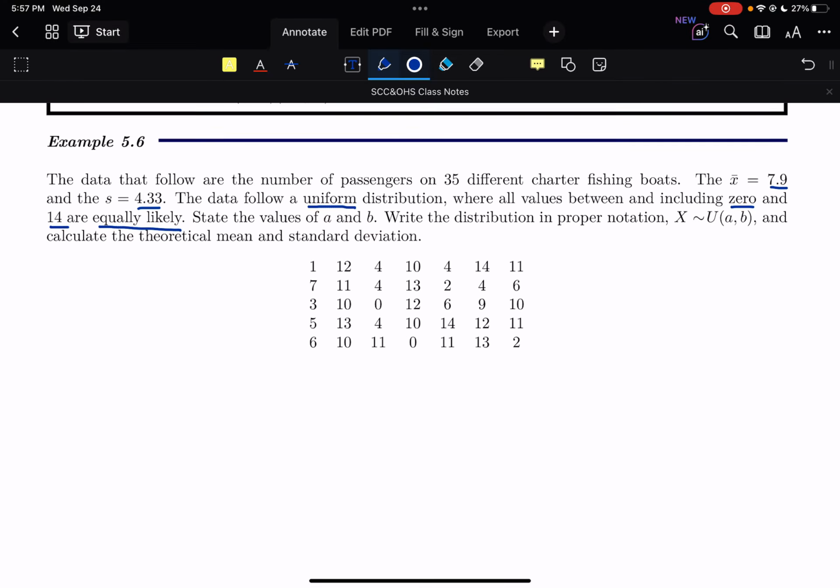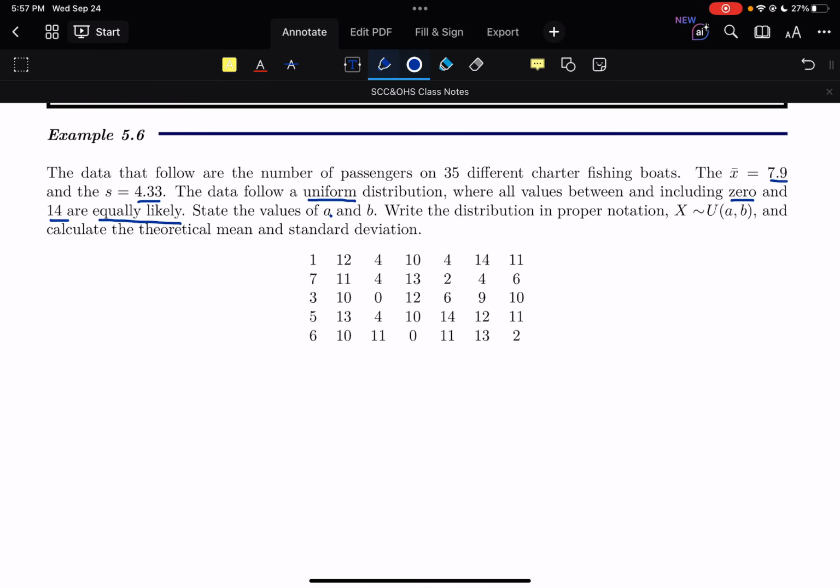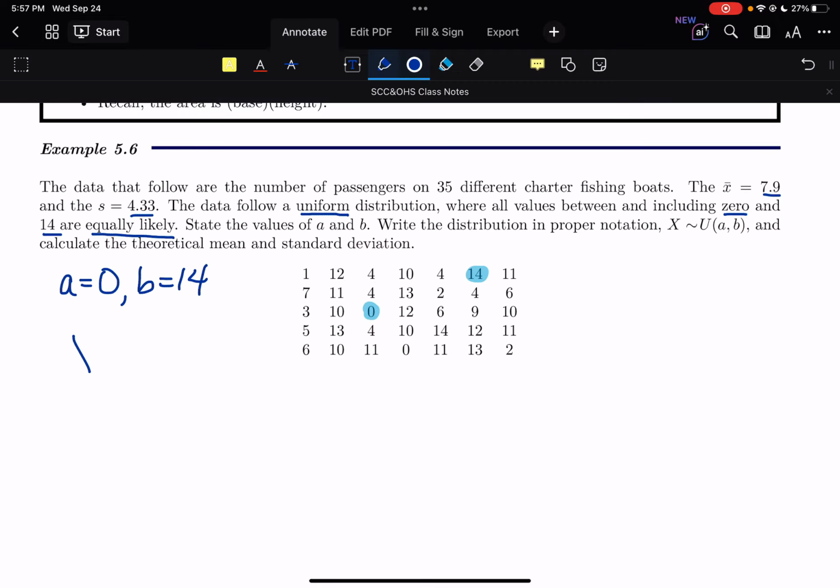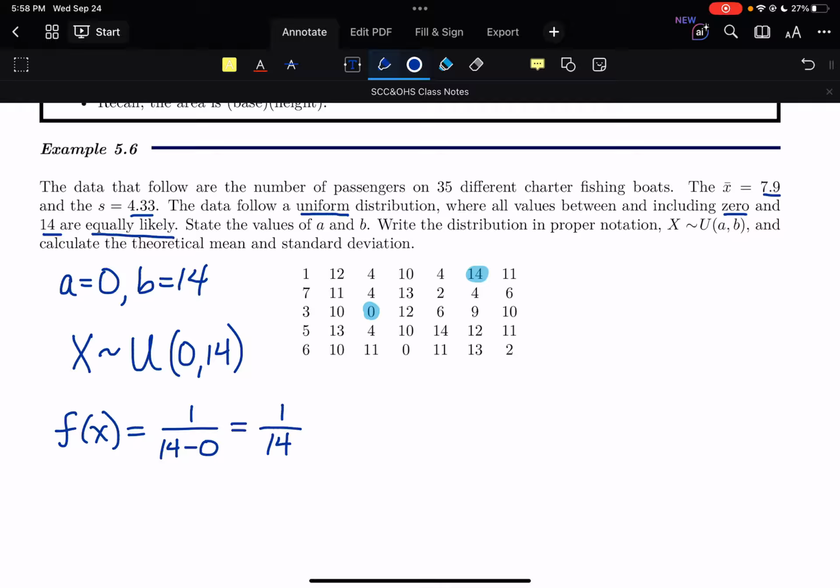So, we know that A and B are the smallest and largest values. Smallest value in here is 0. It pops up a couple times. Largest value is going to be 14, which also pops up a couple of times. So A is 0, B is 14. Our random variable x, we use the capital U to tell us that it is uniform, and then we'll go ahead and just put 0 and 14 for those bounds. Our probability density function, so that f of x, that's going to be 1 over b minus a, so 1 over 14 minus 0. So just 1 over 14. And this is for x between 0 and 14.